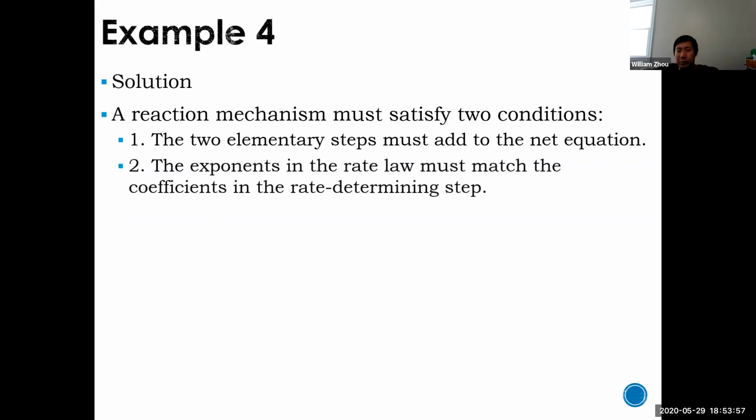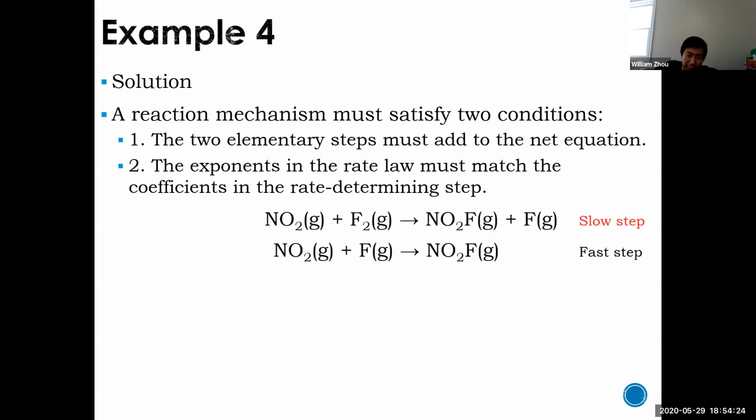Number two, you must check the rate law. It has to match the rate law with the rate determining step. Whatever the exponent on the rate law is, it must be the same as the coefficients in the rate determining step. If you can satisfy both conditions, you are a candidate to be a real mechanism. Right, that's all I can say. I can't say for sure that you are correct, but no, it is certainly possible. You're in the running. So let's check.